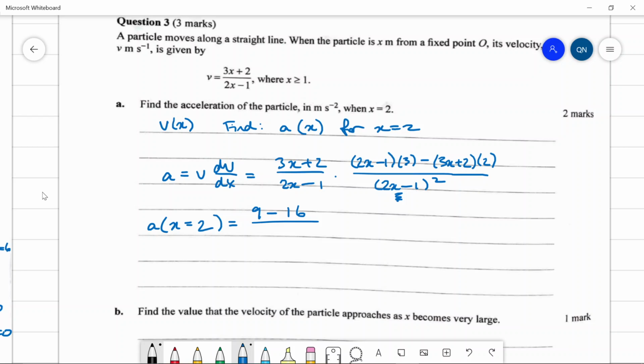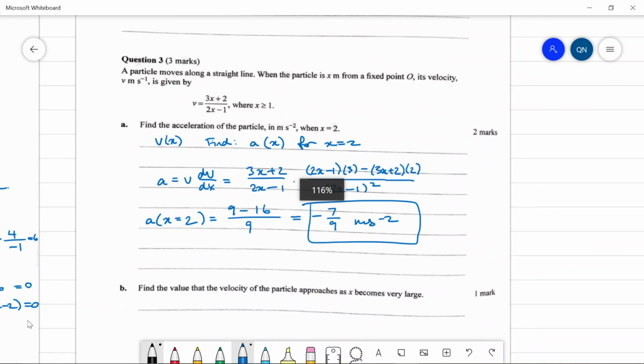What happens if you plug 2 into here? You're going to get 2 times 2, which is 4, minus 1, which is 3, square that, and that's going to be 9. So what's 9 minus 16? Is that negative 7? Negative 7 or 9? Meters per second squared. I'll take that as the answer. I'd probably be wrong though.